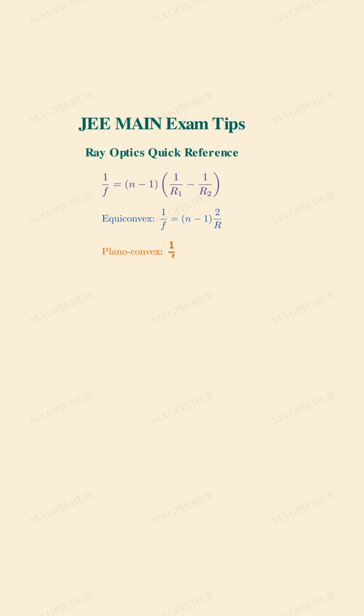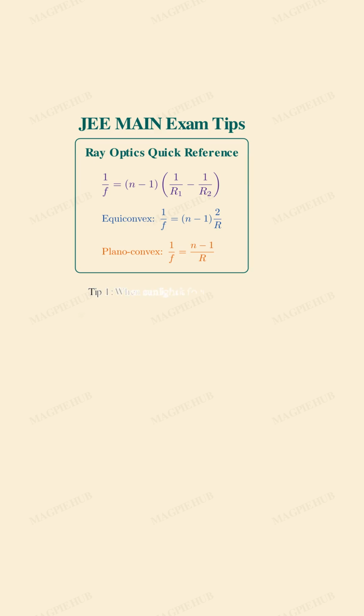Here are some important exam tips for ray optics. Remember the Lensmaker's equation and its simplified forms for equiconvex and planoconvex lenses. Tip 1. When sunlight is focused on paper, the distance at which it burns is the focal length, because parallel rays from the sun converge exactly at the focal point.